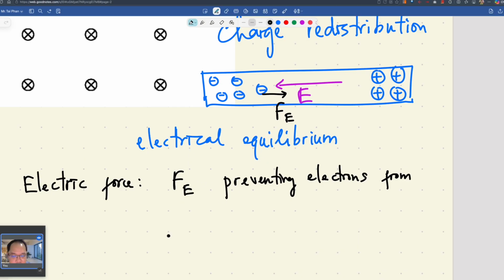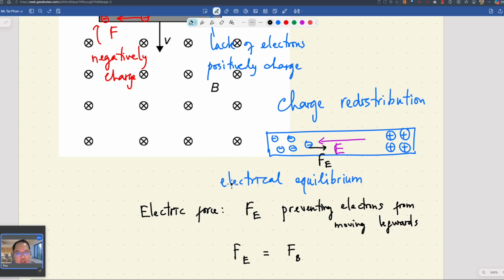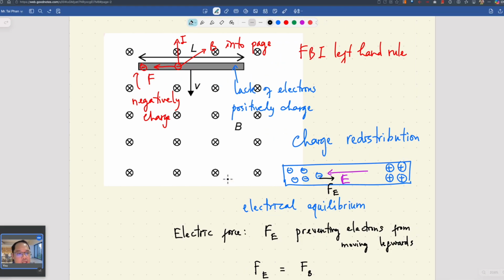Electrical equilibrium means that the electric force Fe equals the magnetic force Fb acting on each electron. Okay, and this force Fe is to the right, preventing the electron from moving to the left, from moving leftward. When these electrons, which are free, move in a magnetic field, they experience a magnetic force, which is determined by the rule FBI. Okay, and we have identified here that the magnetic force Fb is leftward.